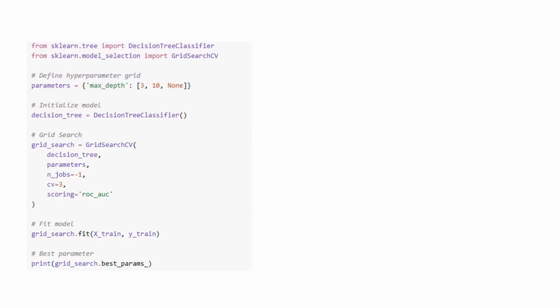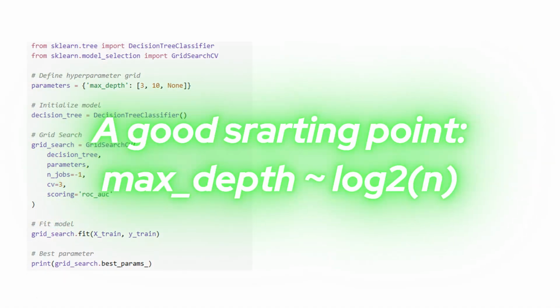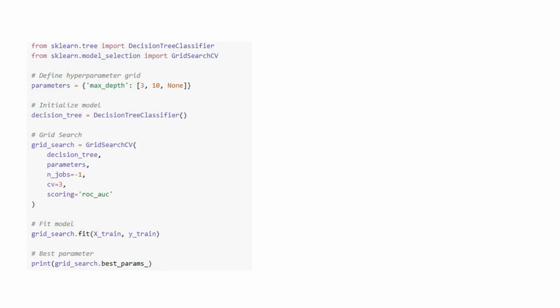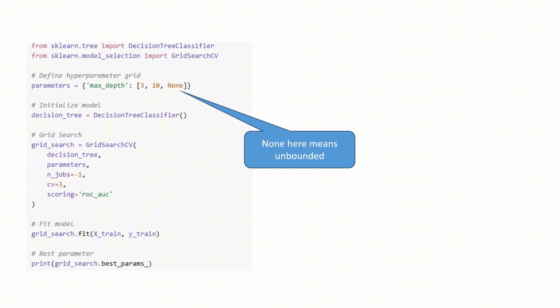There is no single best value for max depth. It is a hyperparameter, and in practice, one of the best ways to tune it is by using grid search together with cross-validation. Still, some people suggest that a very rough starting point could be around log 2n, where n is the number of samples. Also, please pay attention that None here means unbounded.